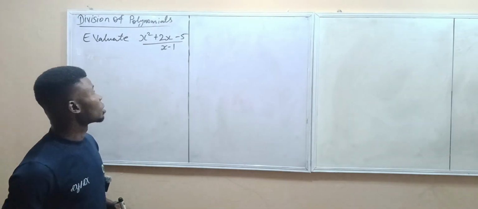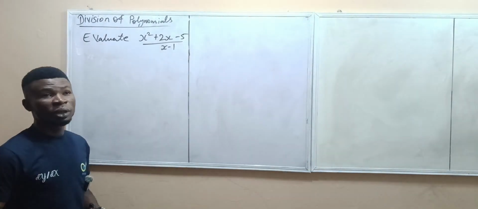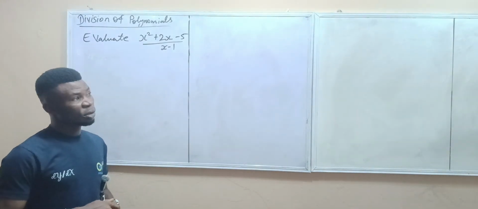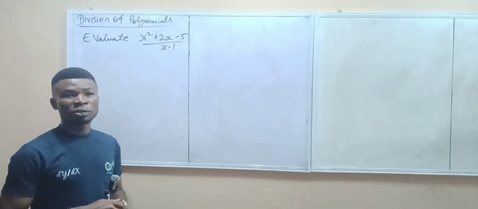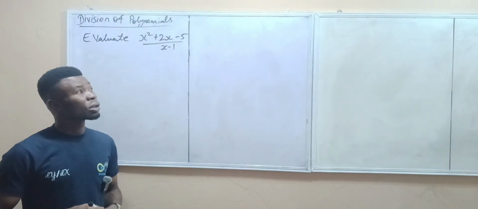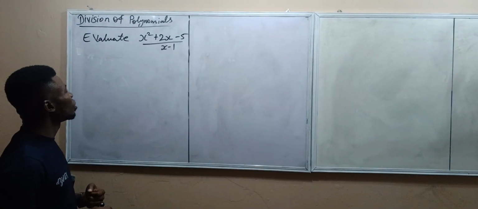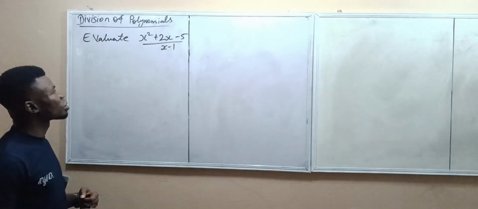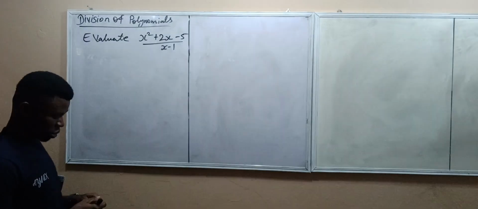Okay, to continue with our discussion, today we want to talk about division of polynomials. Of course, we've done addition, multiplication, and today we want to talk about division of polynomials. Now we have a question on the board. It says, evaluate x squared plus 2x minus 5 all over x minus 1.